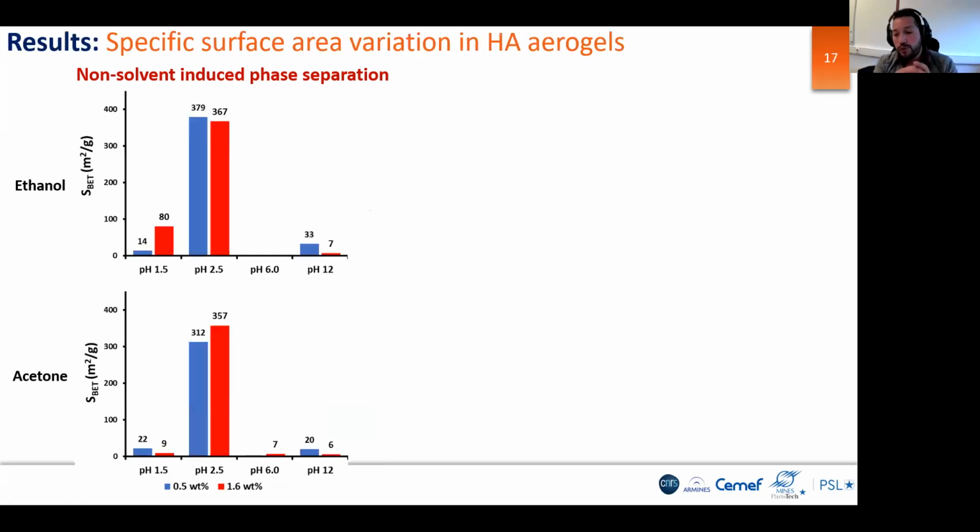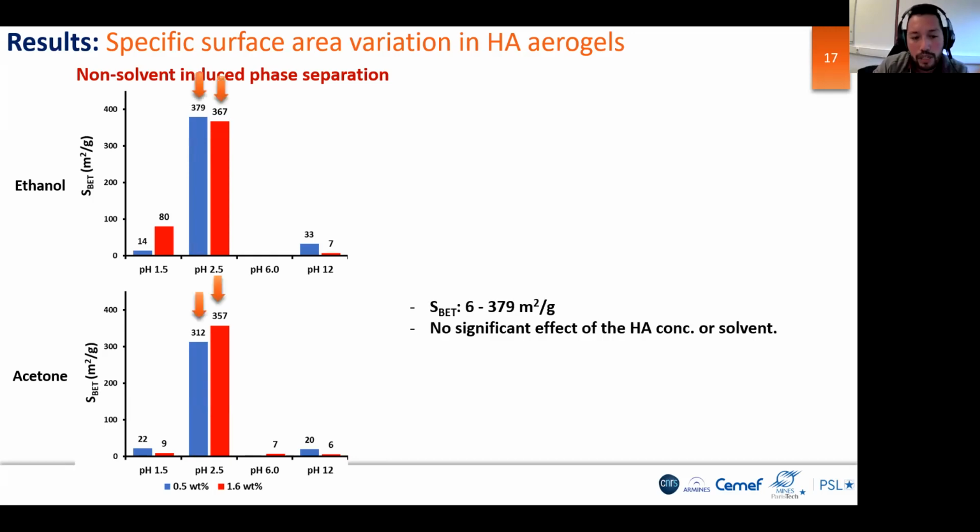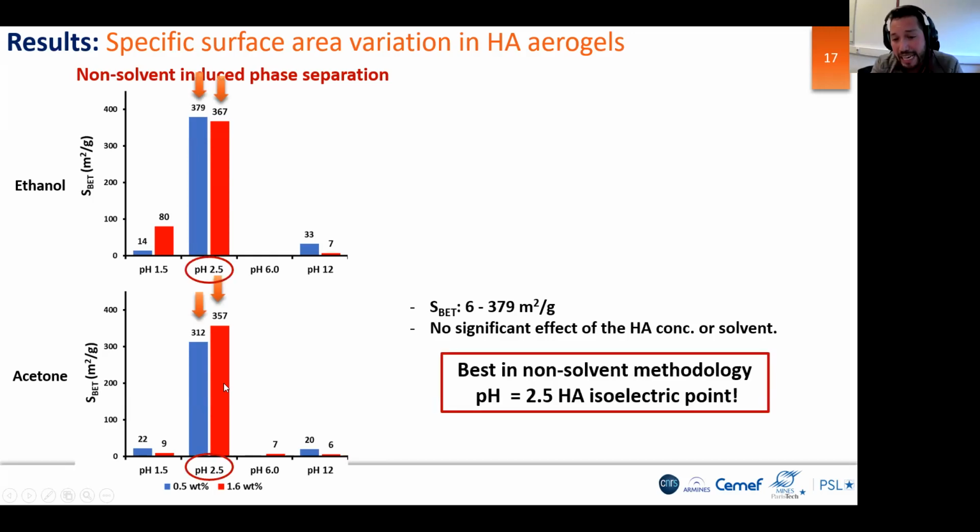Now, we move to see the specific surface area. This is a very important test for us because at the end it is the test that is going to tell us if we are getting aerogels or not. Why? Because by definition, the aerogel has to have a surface area higher than 150 square meters per gram. And if you see here in the slides, we were able to have aerogels, but only working with the non-solvent methodology at a pH of 2.5. In fact, this pH is the isoelectric point of the hyaluronic acid.